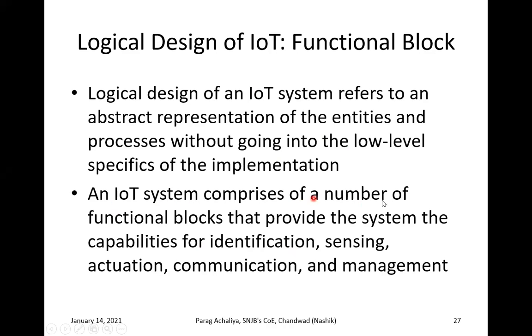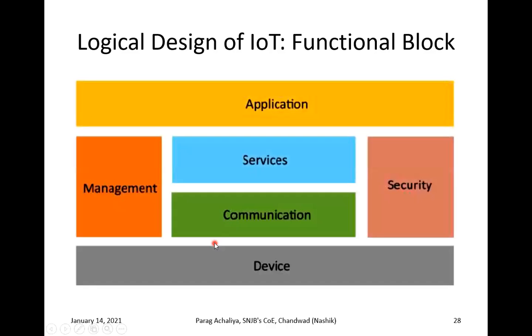An IoT system comprises a number of functional blocks that provide the system the capabilities for identification, sensing, actuating, communicating and managing. What will the IoT system have? It will have various numbers of blocks. And what will those blocks do? They have the capabilities for identification, sensing, actuating, communicating and managing the various IoT devices or various IoT applications. So this is the functional block diagram. Here you can see various IoT devices will be here. Those IoT devices will communicate. They are going to use some services.